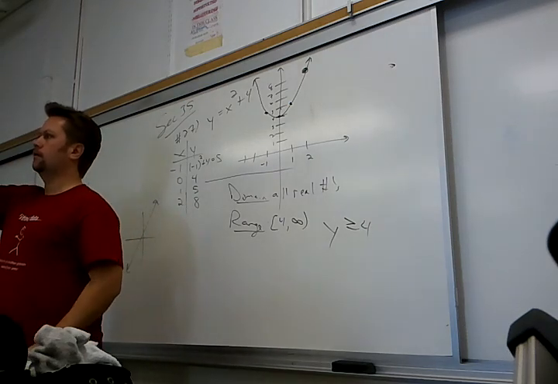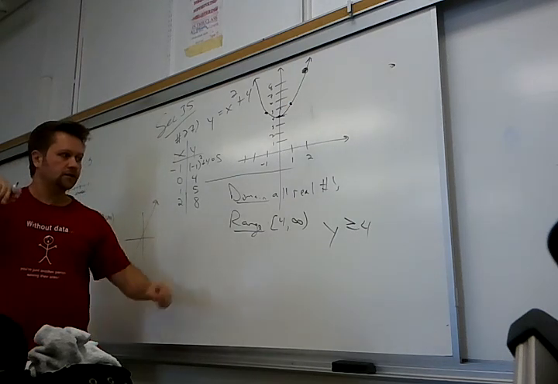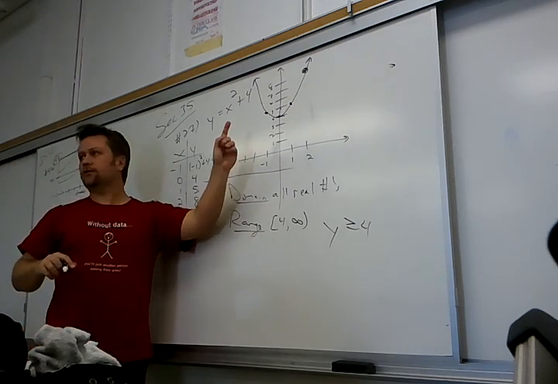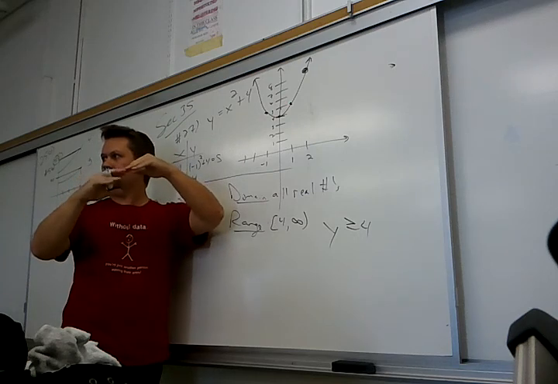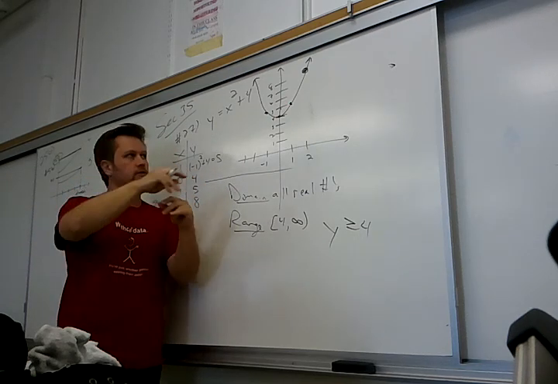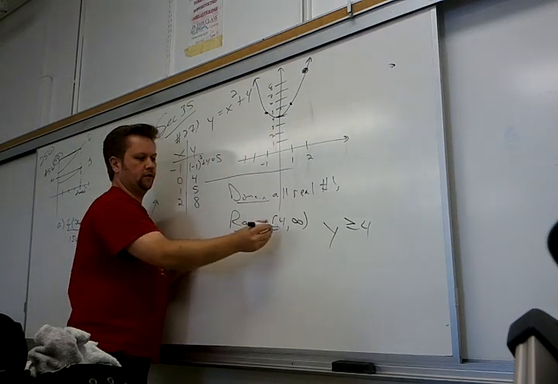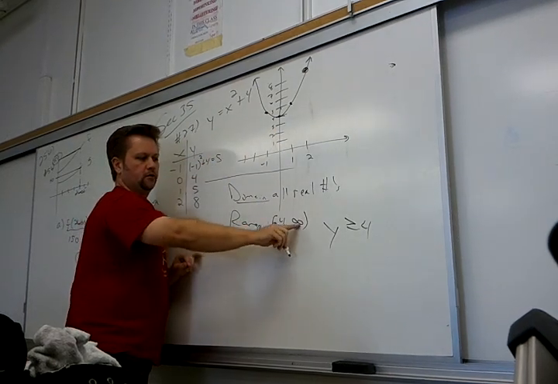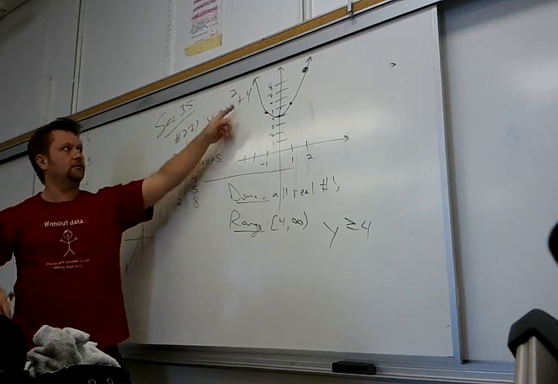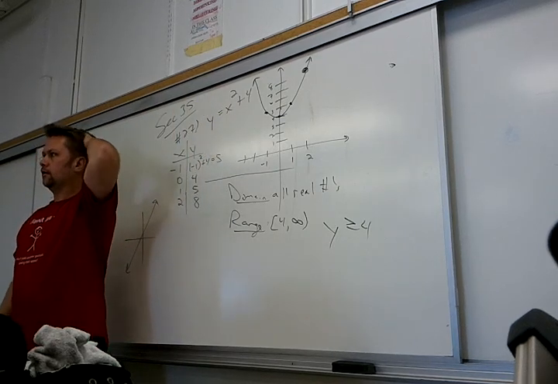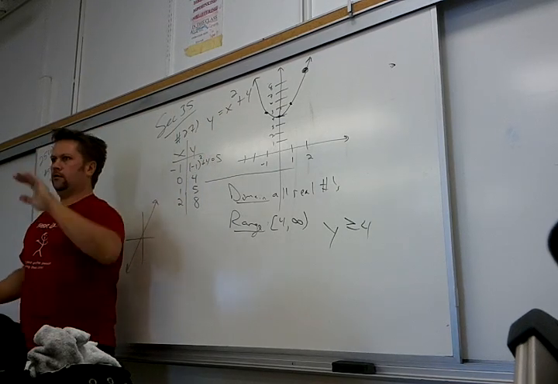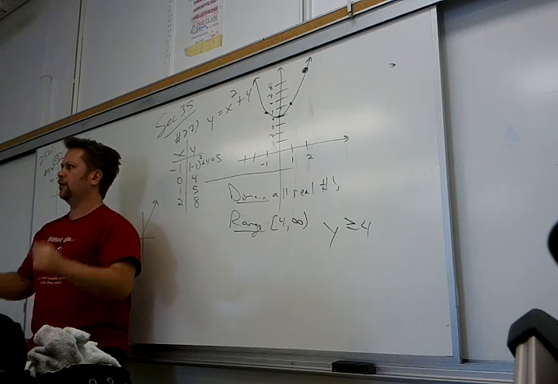How do you get the range is 4? The range isn't 4. Where does the range start? At 4. What's the lowest output I get? 4. I don't get anything lower than that, do I? So the range starts at 4 and goes to infinity. It goes to infinity because I can make this as big as I want to. Okay, thank you. And the range is y.